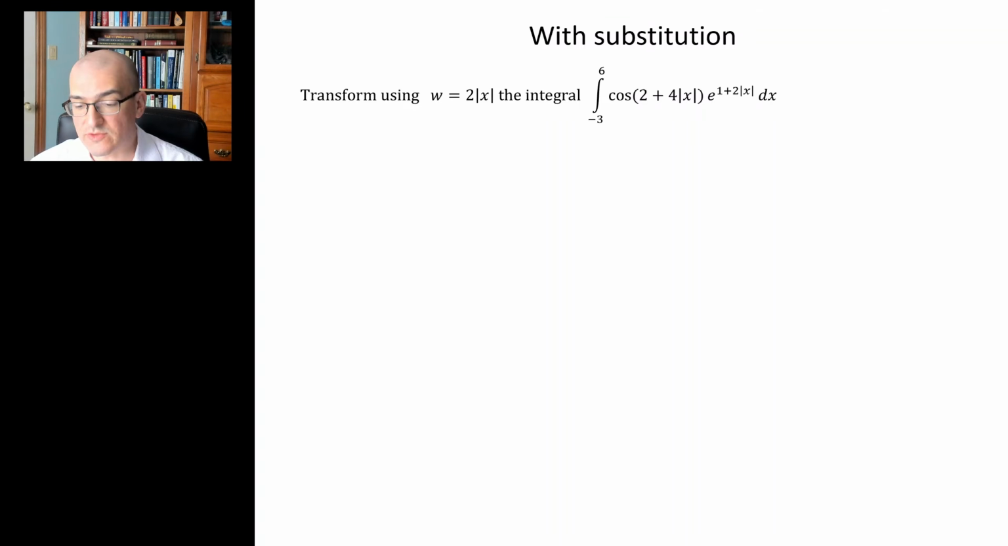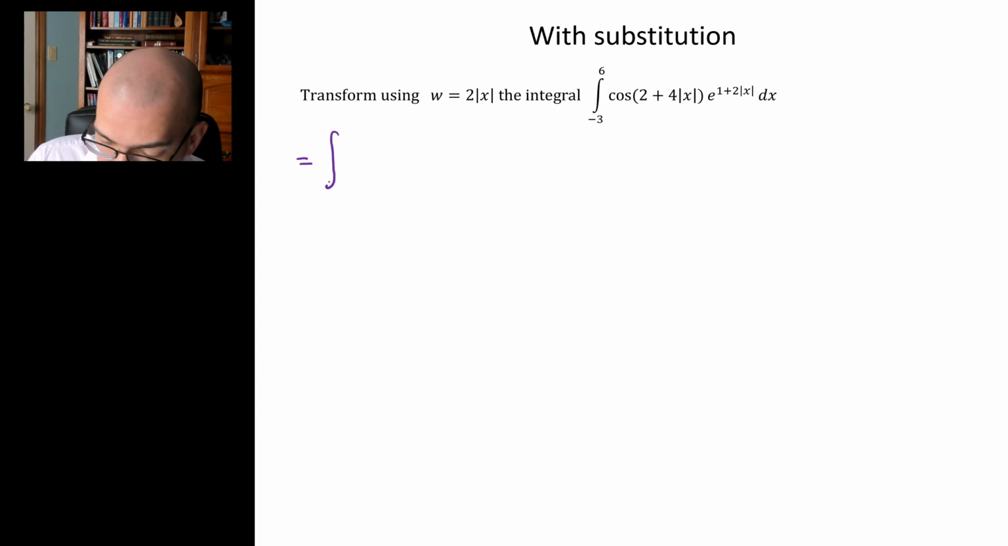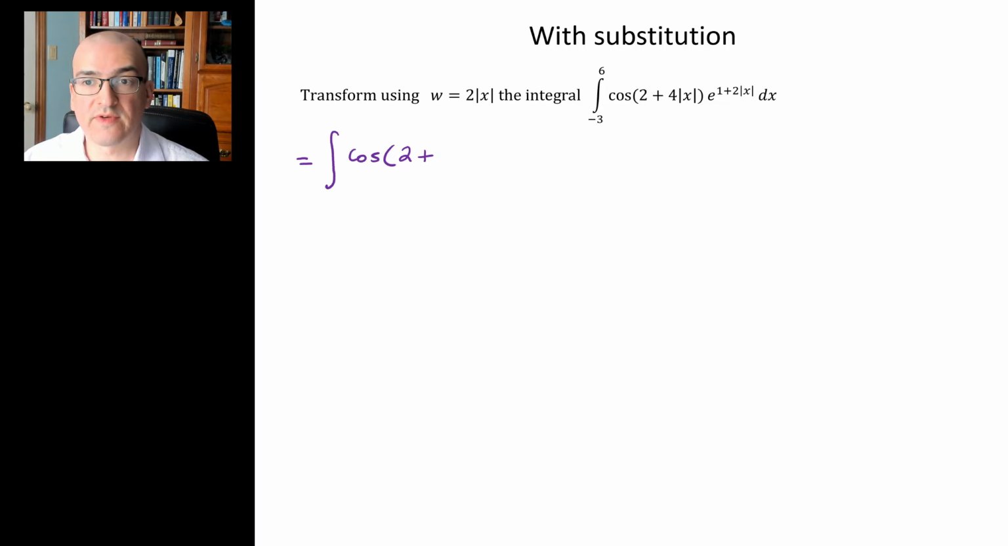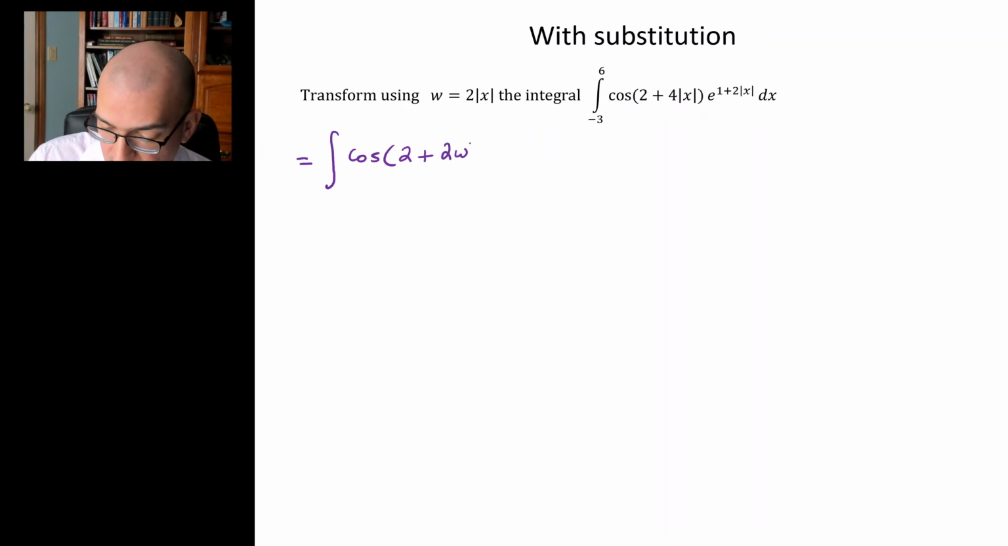We want to transform this integral using the substitution w is equal to 2 times absolute value of x. And I'm going to do this in stages. The first stage, the simplest stage, is to just, without any thinking, replace each 2 times absolute value of x with a w. Now we have a 4 times absolute value of x, that's going to be 2w. So instead of cos of 2 plus 4 absolute value of x, we have cos of 2 plus 2w. Instead of e to the 1 plus 2 root x, we're going to have e to the 1 plus w.